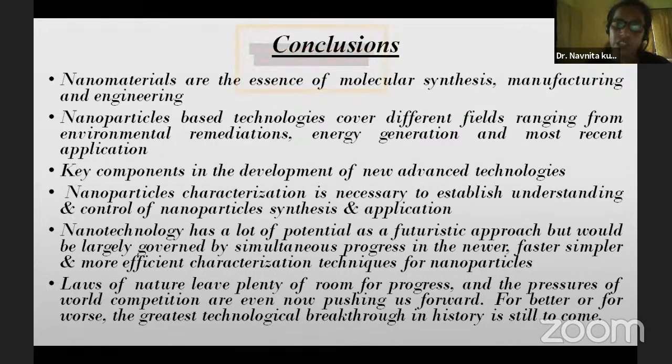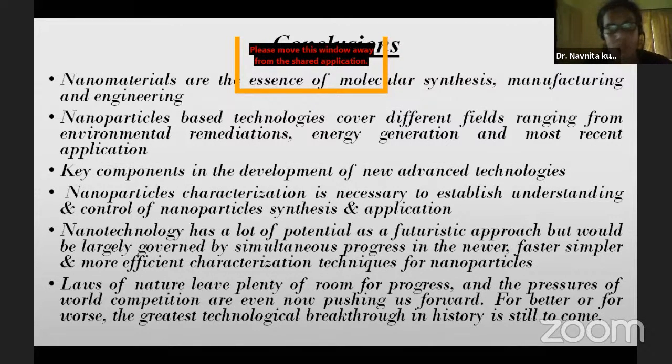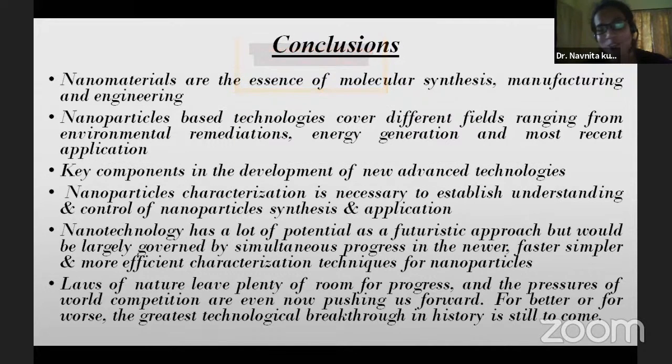The laws of nature leave plenty of room for progress, and the pressure of world competition is even now pushing us forward for better or for worse. The greatest technological breakthrough in history is still to come. So we have to perform it to make the nanotechnology for our application purpose or for device fabrication. But keep in mind that superiority must be the human, not the nanotechnology or the nano world or the nanomaterials.